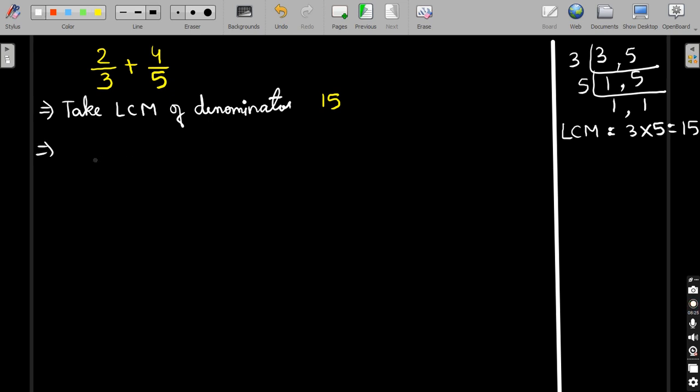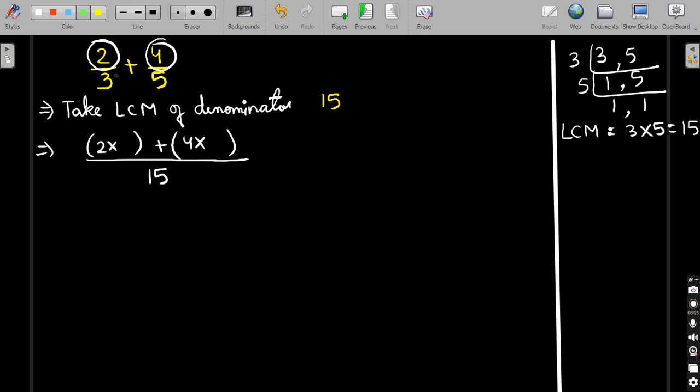Now I will write 15 as the denominator. Clear, student? What is the numerator part on the left side? As you can see, here it is 2, and here it is 4. Now what will I do? I will make a bracket. I will write 2 into, and close the bracket, then leave space, plus 4 into, leave space and close the bracket. Why have I kept the space? Because I need to identify.